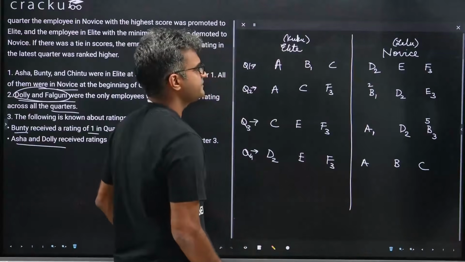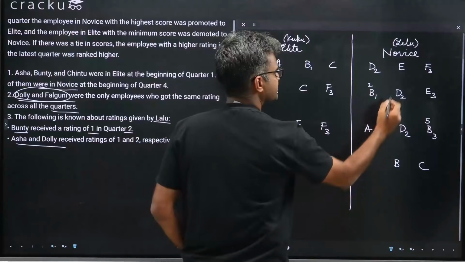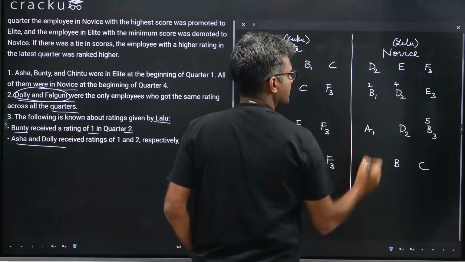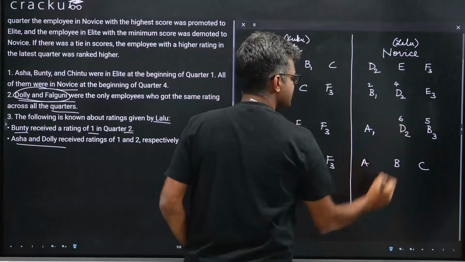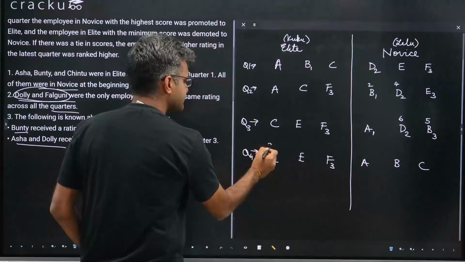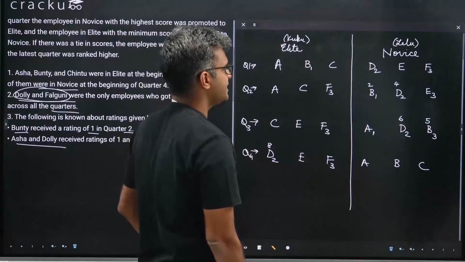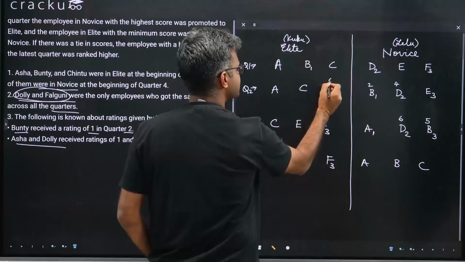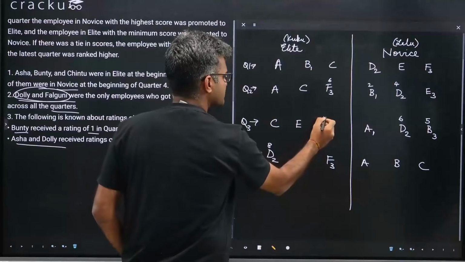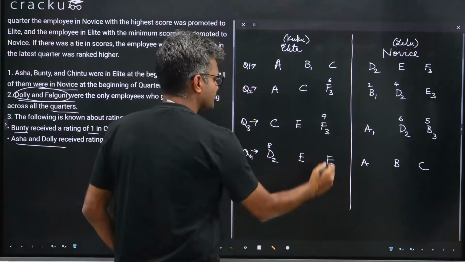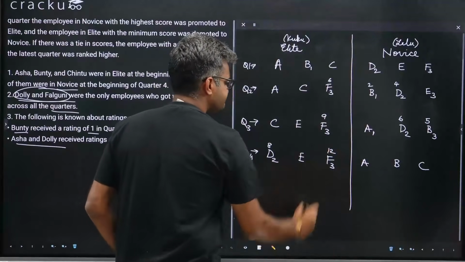Similarly, for Dolly, at the end of the first quarter it is 2, at the end of the second quarter it is 4, at the end of the third quarter it is 6, at the end of the fourth quarter it is 8. Similarly, for Falguni, at the end of the second quarter it is 6, at the end of the third quarter the total score is 9, at the end of the fourth quarter it is equal to 12.